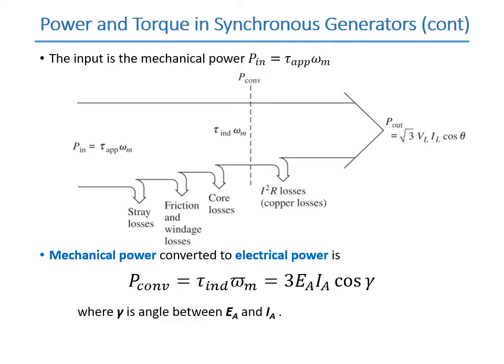On this slide we've got the diagram of the power flow of this synchronous generator, and the input power is equal to the applied torque times omega m. The applied torque is the torque supplied by the prime mover into the generator. And from the power flow diagram we can clearly see that the output power, which is this one here, is not the same as the input power.